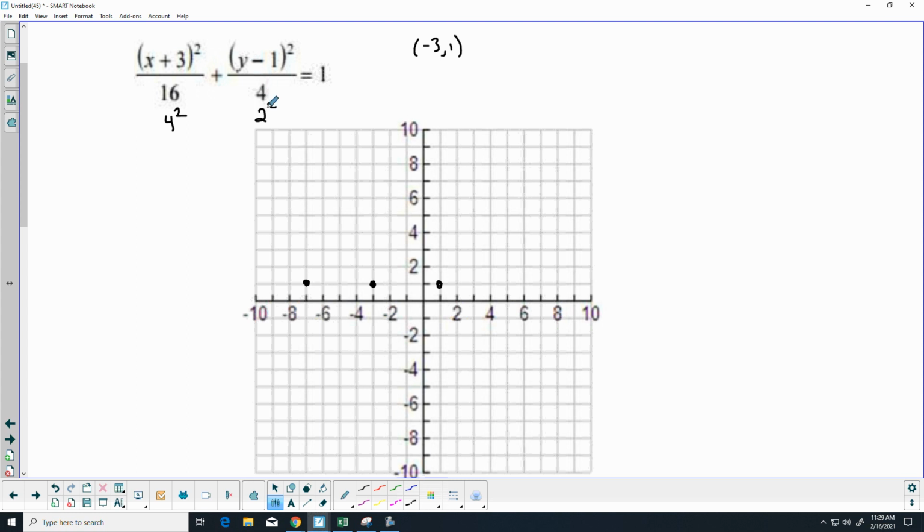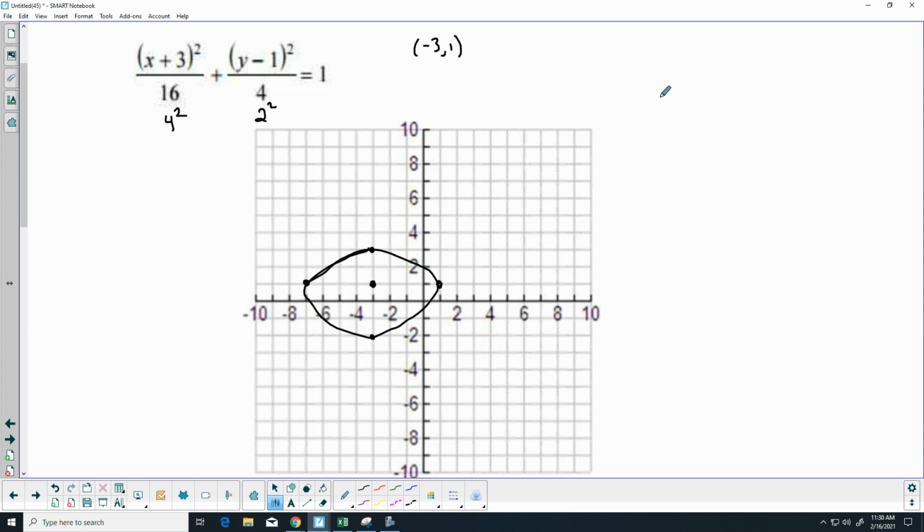Now I need to find my co-vertices, and that's going to be underneath my y. It's a 2 squared, so b is 2. So from the center, I'm going to go up 2, down 2. And I'm going to do my best drawing an ellipse, and I am not great at that. Give myself a C minus.